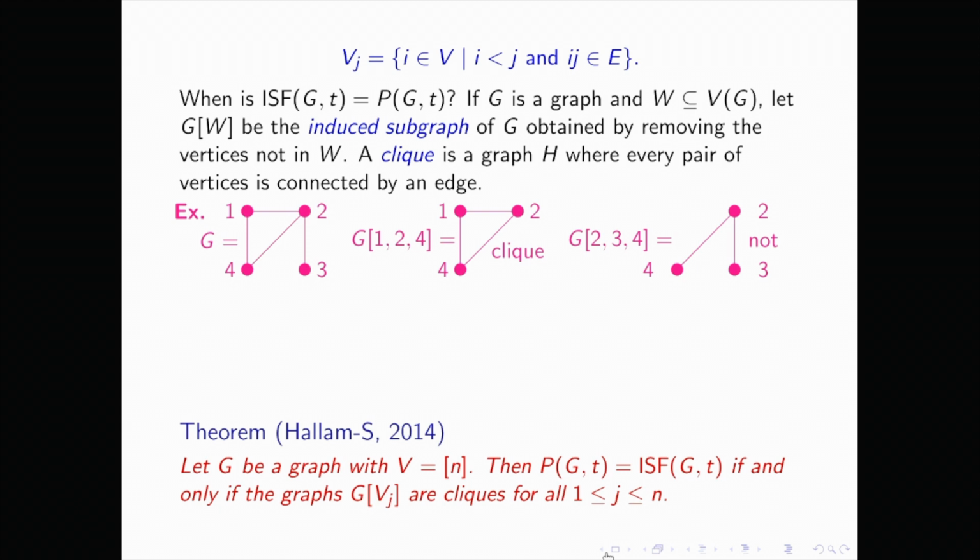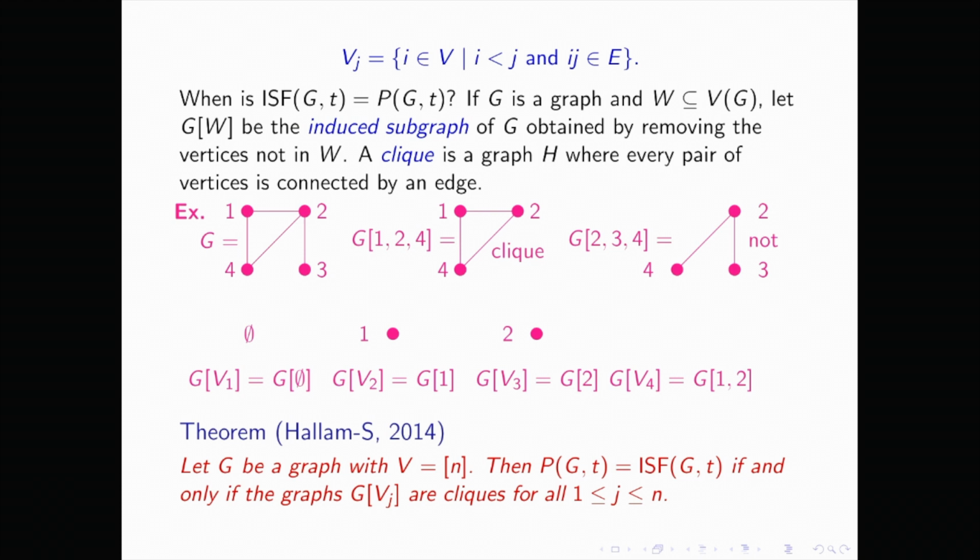Again, let's go back and look at an example. V1, remember, was the empty set, so the graph induced is the empty graph. That's kind of trivially a clique. V2 was just the vertex 1 that induces the vertex 1, which is also fairly trivially a clique. Similarly for V3, just induces the vertex 2. The only one that's really interesting is V4. Remember, V4 had 1 and 2 in it. And if I looked at the induced graph, if I remove 3 and 4, I am left with an edge between 1 and 2, and that's a nice small clique, right? Because 1 and 2 are adjacent.